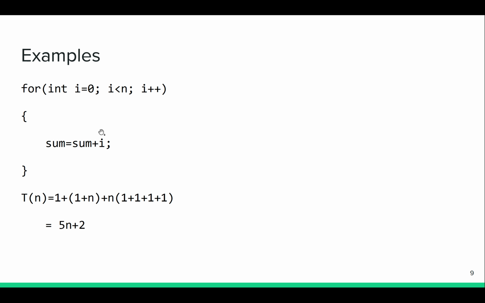So let's look at how many times the body of the for loop gets executed. As i < n will be successful n times, the body of the for loop gets executed n times. So n into sum = sum + i. This is an arithmetic operation and this is an assignment operation, so 1 plus 1. Plus I have to do i++ after the body of the for loop. So i = i + 1 contains two operations, which is 1 plus 1. So totally the time taken by this for loop to execute is 5n + 2.